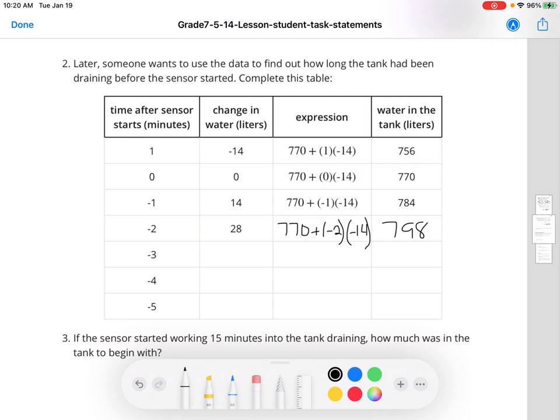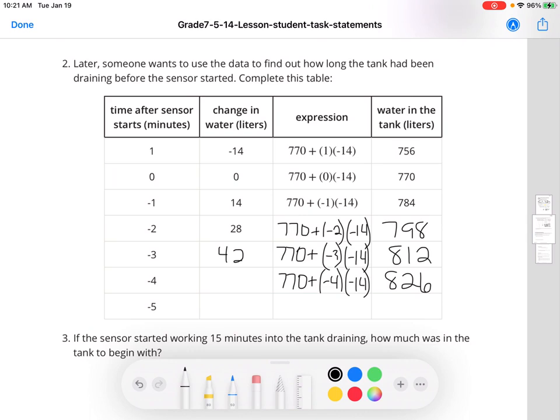Negative 3. So 3 minutes before the sensor starts, my change would be 42 liters. My expression would be 770 plus negative 3 times negative 14, which would put me at 812 liters. Okay, what about at negative 4 minutes? So I know my expression would be 770 plus negative 4 times negative 14, which would give me 826. So what was the change in water? That was a change of 56 liters.